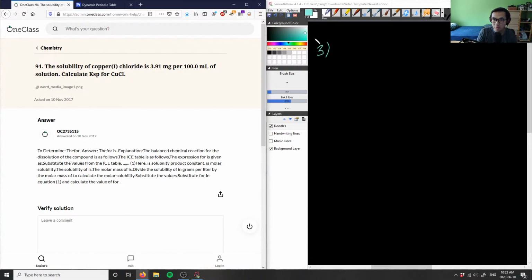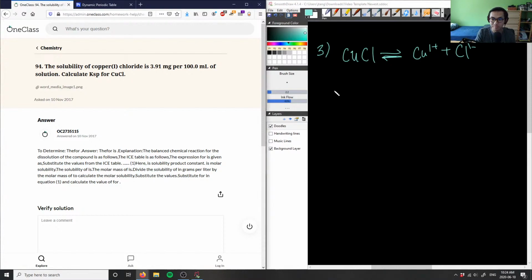Okay. So we have CuCl, and this is going to dissolve into Cu plus and Cl minus, 1 minus. And we have 3.91 milligrams per 100 milliliters of solution here. So what we're given is mass and volume. So what we want to do first is calculate the amount of moles, because we need to calculate the concentration of copper chloride.